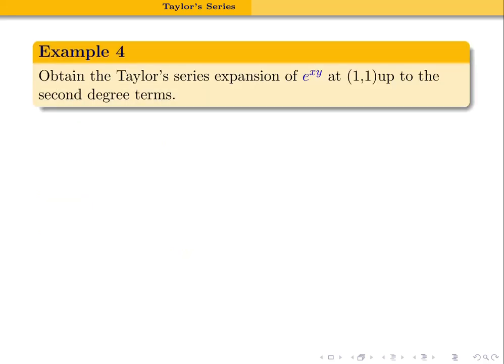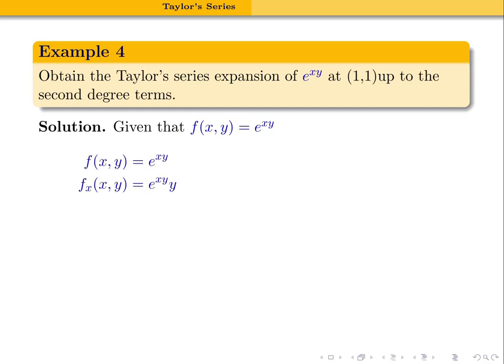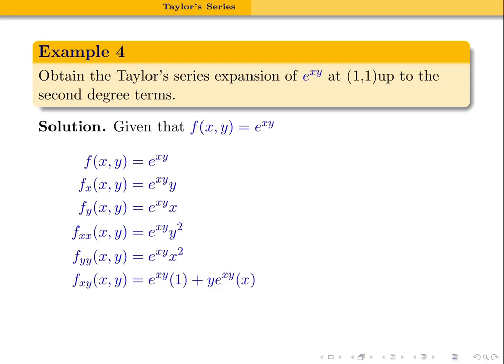So next problem, obtain the Taylor series expansion of e power xy at the point 1 comma 1 up to second degree term. So here f of x comma y is e power xy. Differentiating this f of xy with respect to x, we will get fx. So that is e power xy into y. Differentiating with respect to y, we will get fy. With respect to double x, we will get f double x. Differentiating the function twice with respect to y, we will get f double y. Differentiating the function with respect to x and y, we will get fxy.